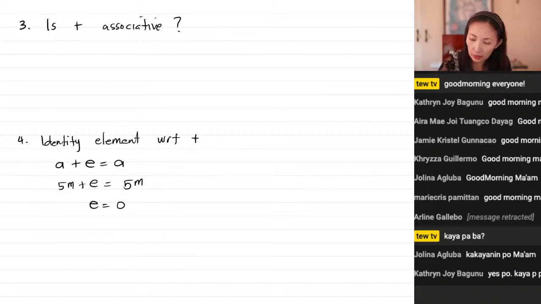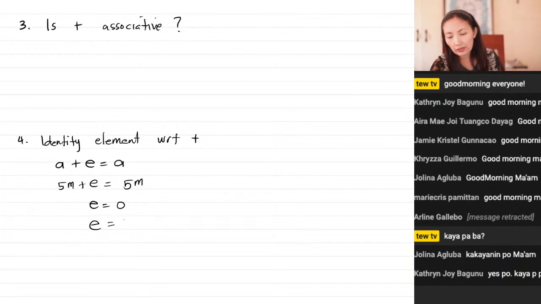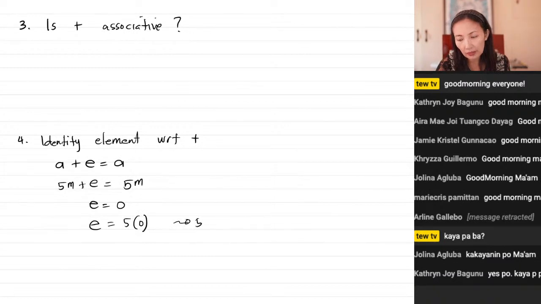And take note that we could write this. Is this a member of the set? Yes, because I could write 0 as 5 times 0. Does it still take the form 5m? Yes, it still takes the form 5m, where m is equal to 0. Okay? And this is a member of your Z, the set of integers. So this is the identity element.